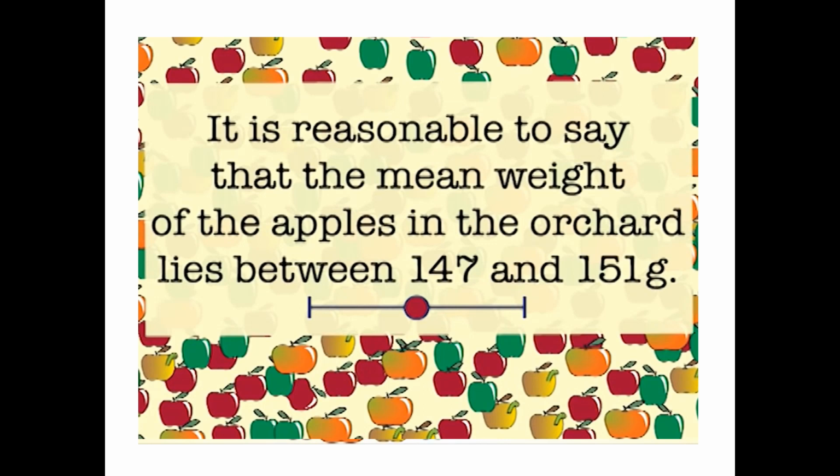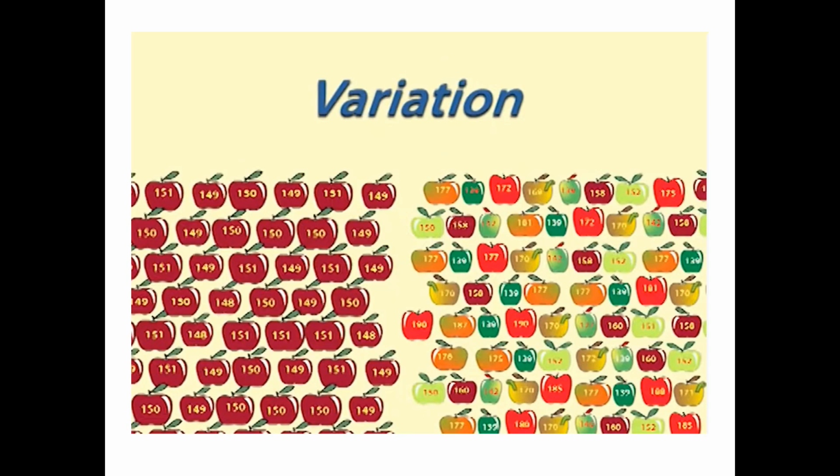Now, how this confidence interval is constructed, we'll discuss very briefly, and then we'll go on to see how it is done in reality. Now, understand a couple of things. The variation in the population. If you look at this, there are two populations. This is one orchard, this is another orchard. In this particular orchard, the variation is very less. That means most of the apples are 149, 150, 151 grams, 148 grams.